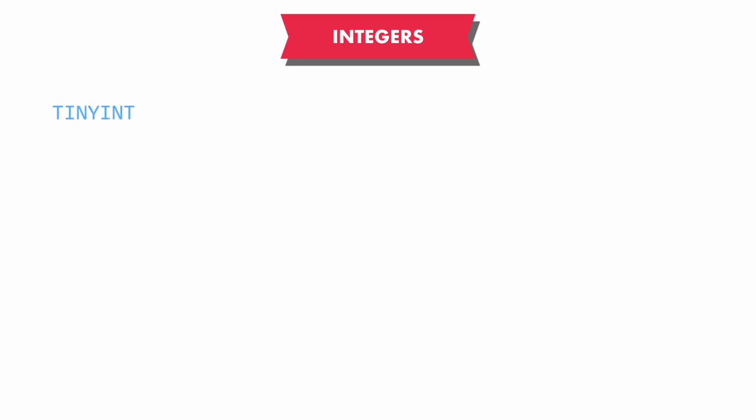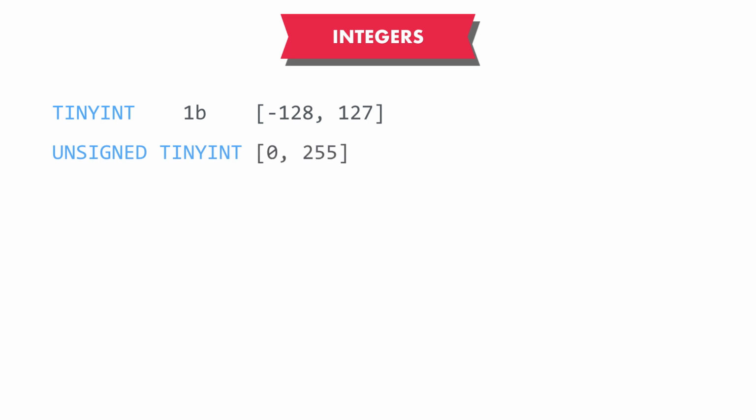So we have tinyInt, which takes only 1 byte, and with this, we can store the numbers minus 128 to 127. Now, if we mark a numeric column as unsigned, it can only store positive numbers. So with an unsigned tinyInt, we'll be able to store the numbers 0 to 255. This is particularly useful when storing positive values like people's age. If we mark this column as unsigned, we can prevent a negative value from being accidentally stored in our database.